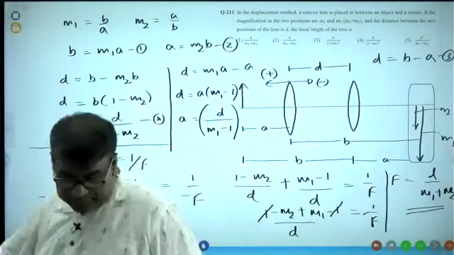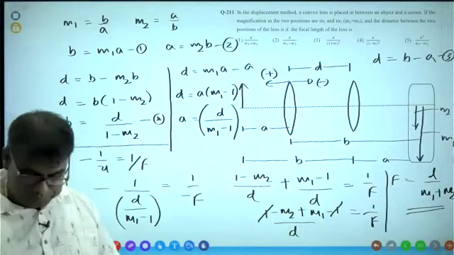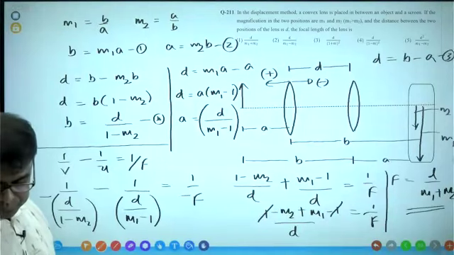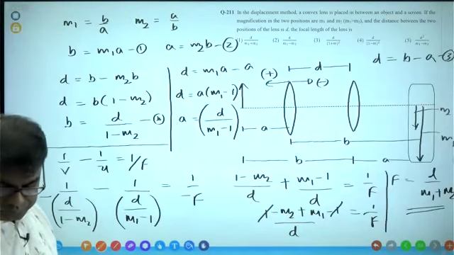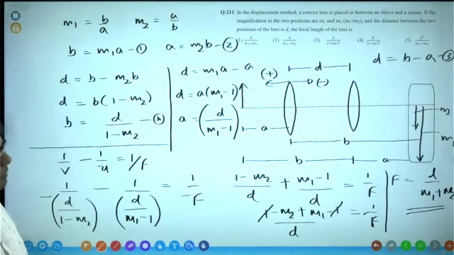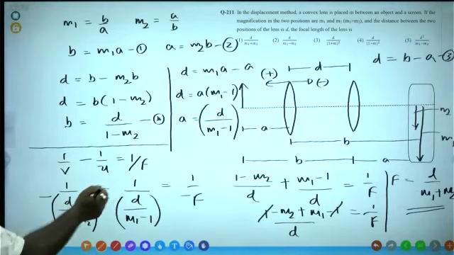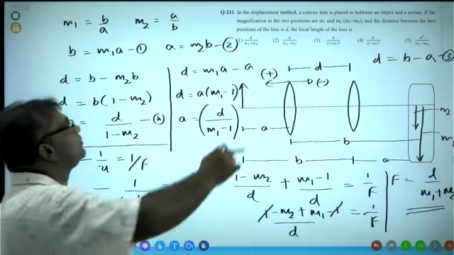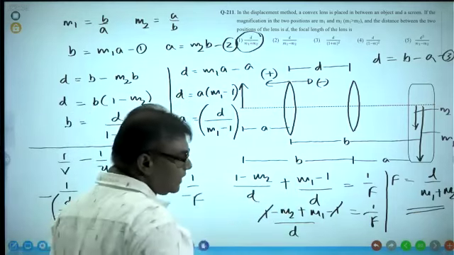Put the final answer: D over M1 plus M2, right? Here multiply by minus, minus, minus cancel, then becomes plus. Therefore M2 plus M1 results. The answer is the first one. Put the correct answer.